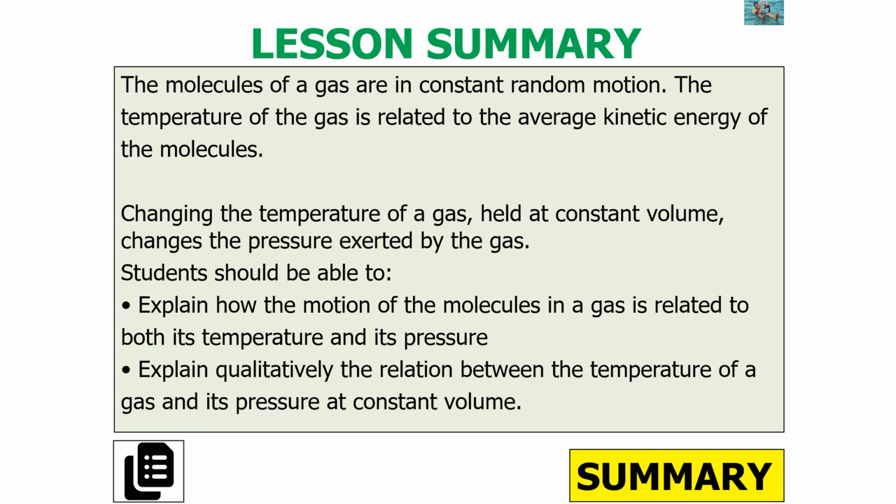So, what we have learned in today's lesson, we should be able to know the following ideas. Molecules of a gas are in constant random motion, and the temperature of a gas is related to the average kinetic energy of the molecules. Changing the temperature of a gas held at a constant volume changes the pressure exerted by the gas, and you should be able to explain how the motion of the molecules in the gas is related to its temperature and its pressure, and explain qualitatively the relationship between the temperature of a gas and its pressure at a constant volume.